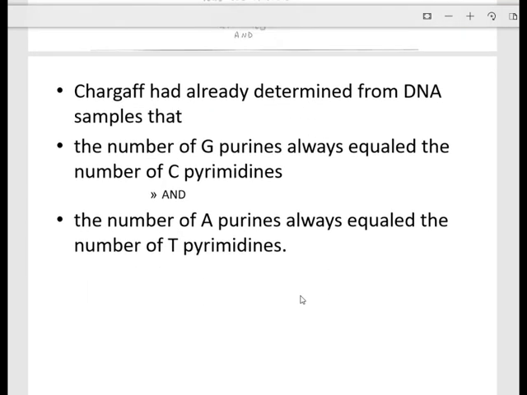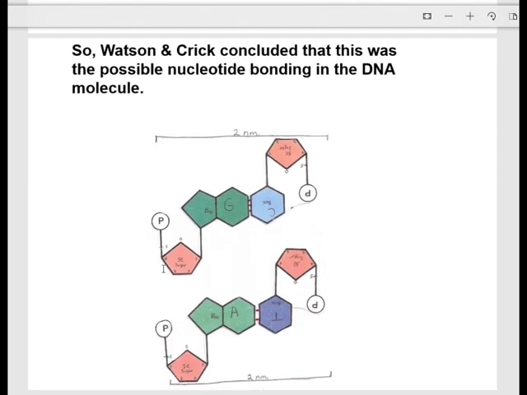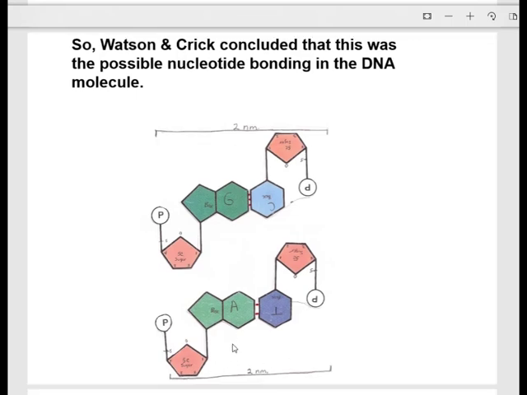Now Chargaff had determined that G always equaled C and A always equaled T. So Watson and Crick concluded that that was the only possible nucleotide bonding in the DNA molecule. So they put G with C and A with T, and guess what? They came up with exactly 2.0 nanometers for the width of the molecule.